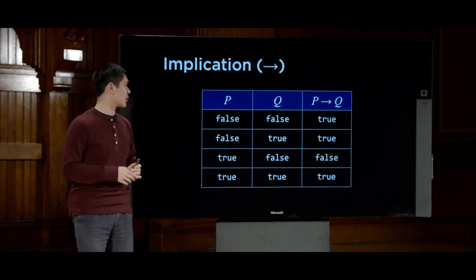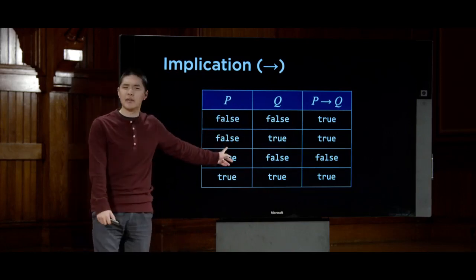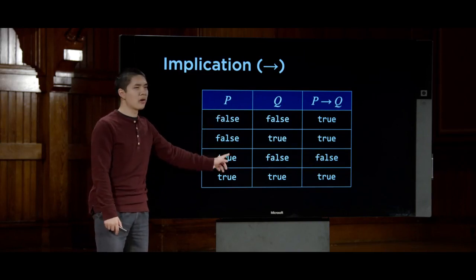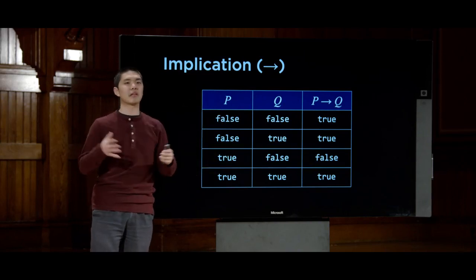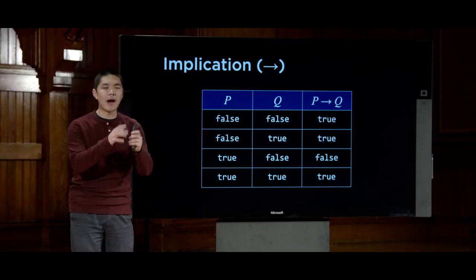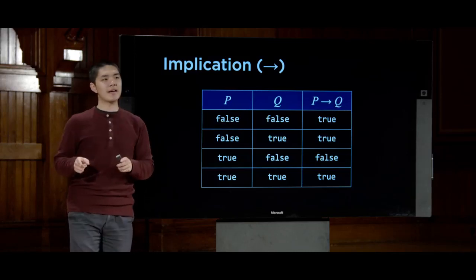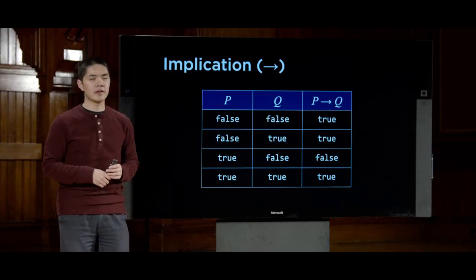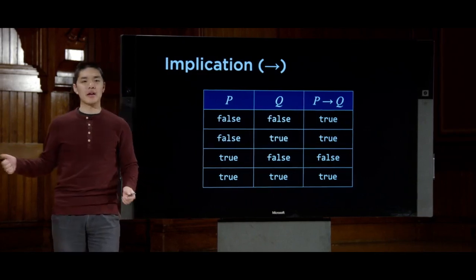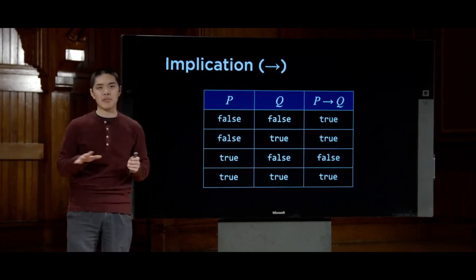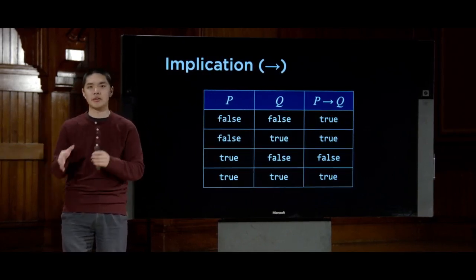What's also worth noting, though, is what happens when P is false. When P is false, the implication makes no claim at all. If I say something like, if it is raining, then I will be indoors, and it turns out it's not raining, then in that case, I am not making any statement as to whether or not I will be indoors or not.